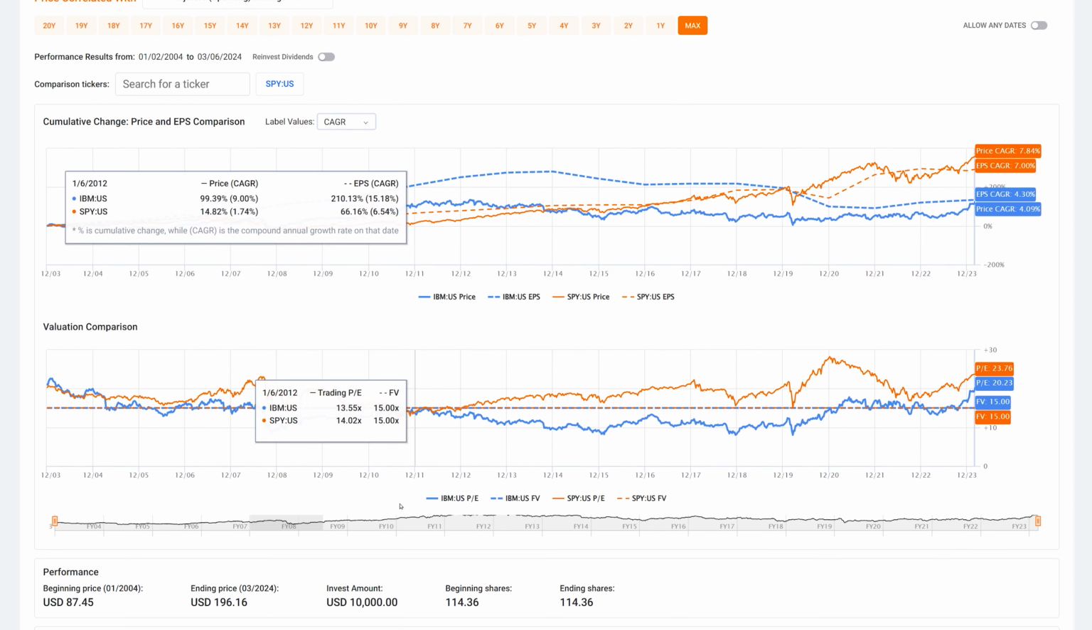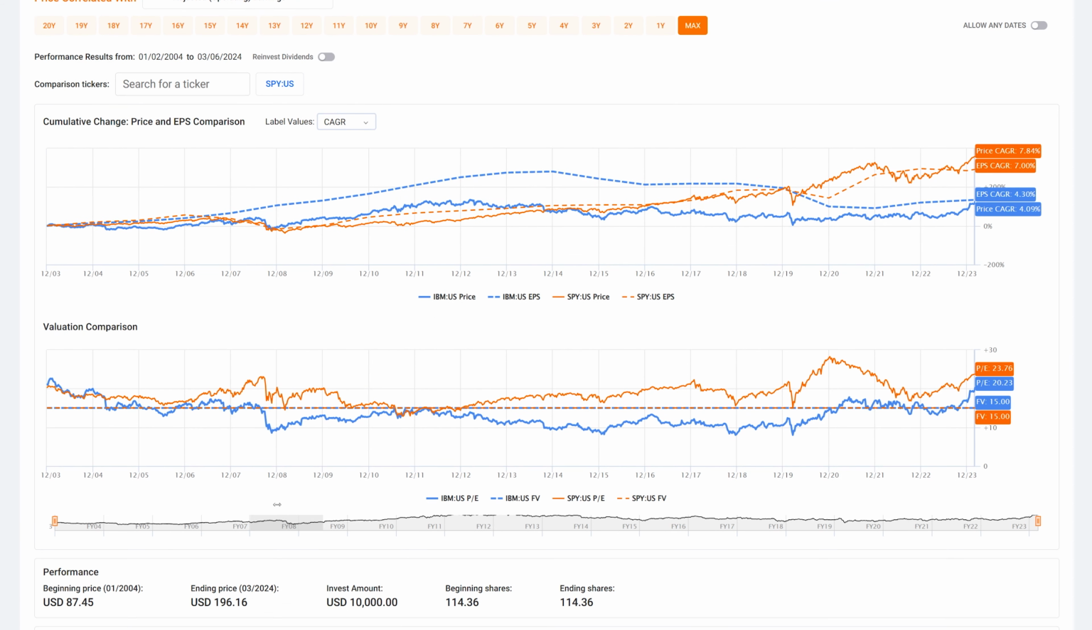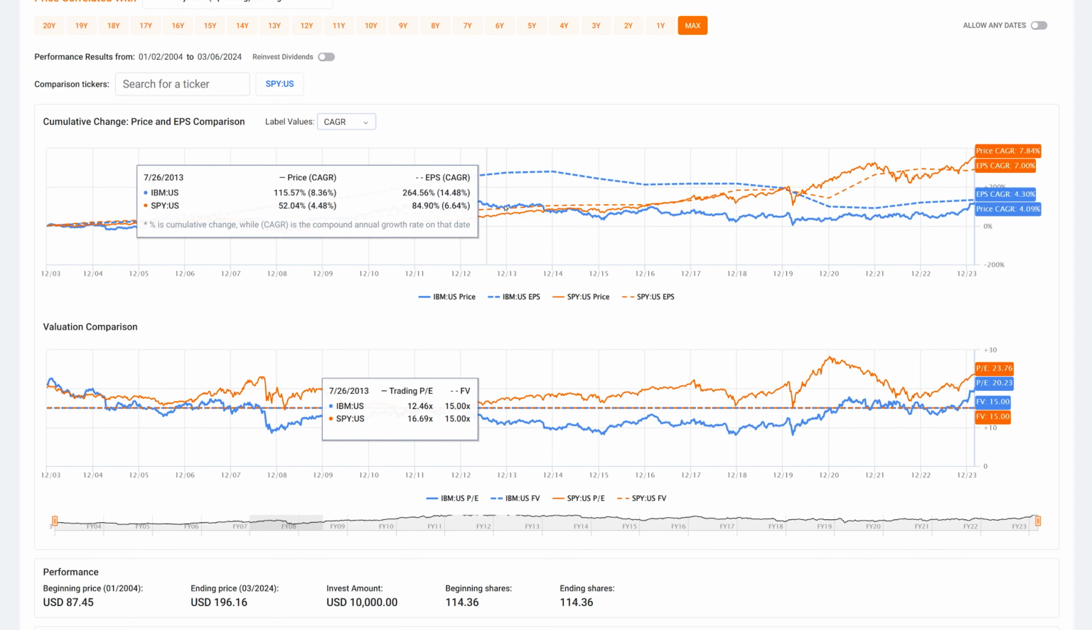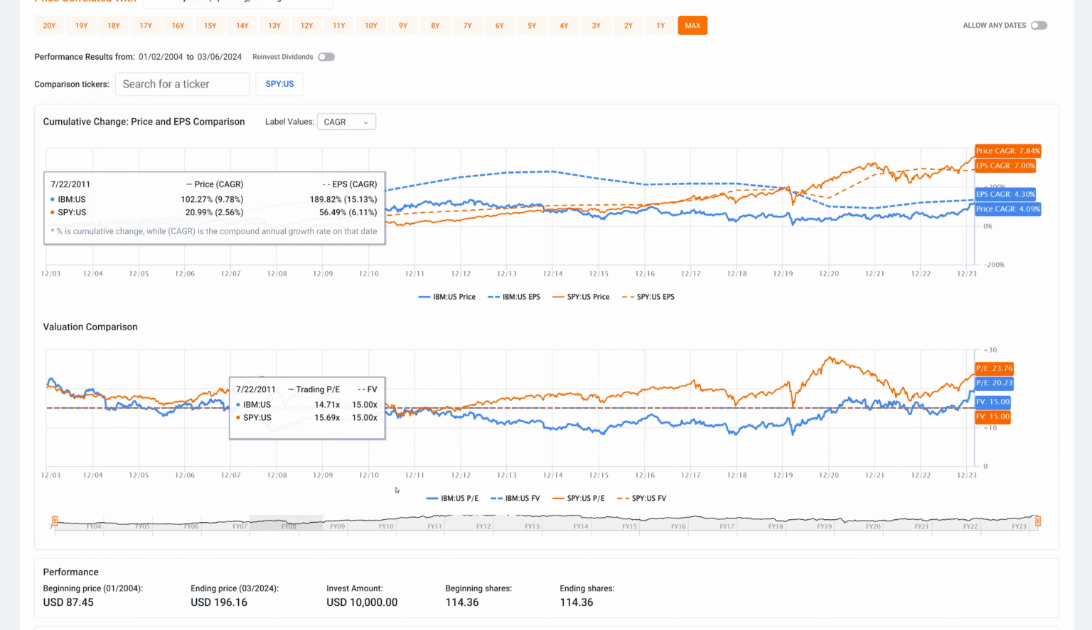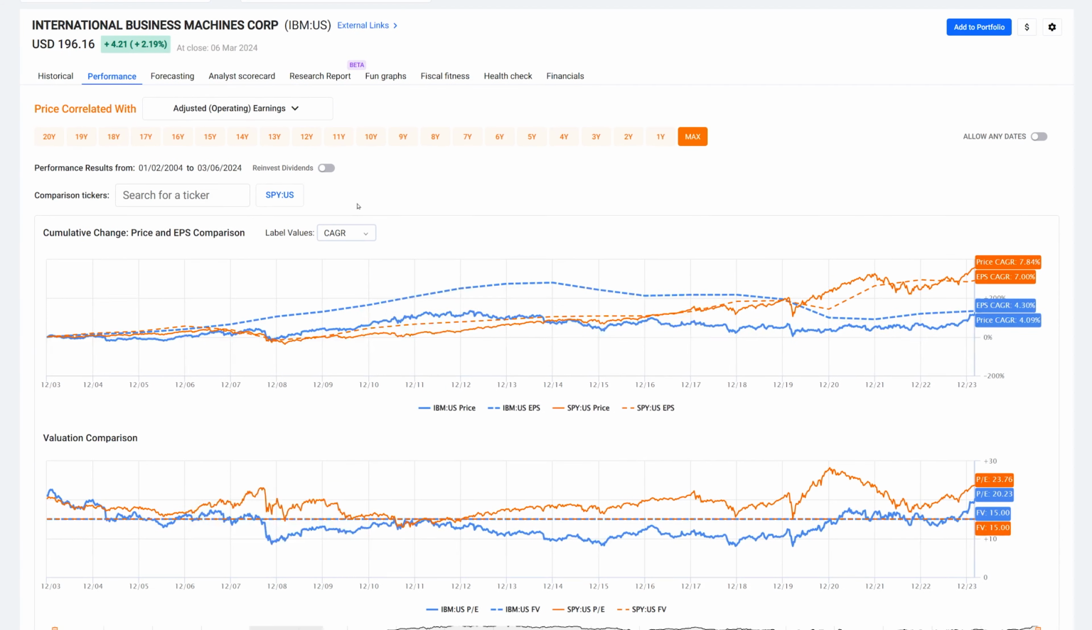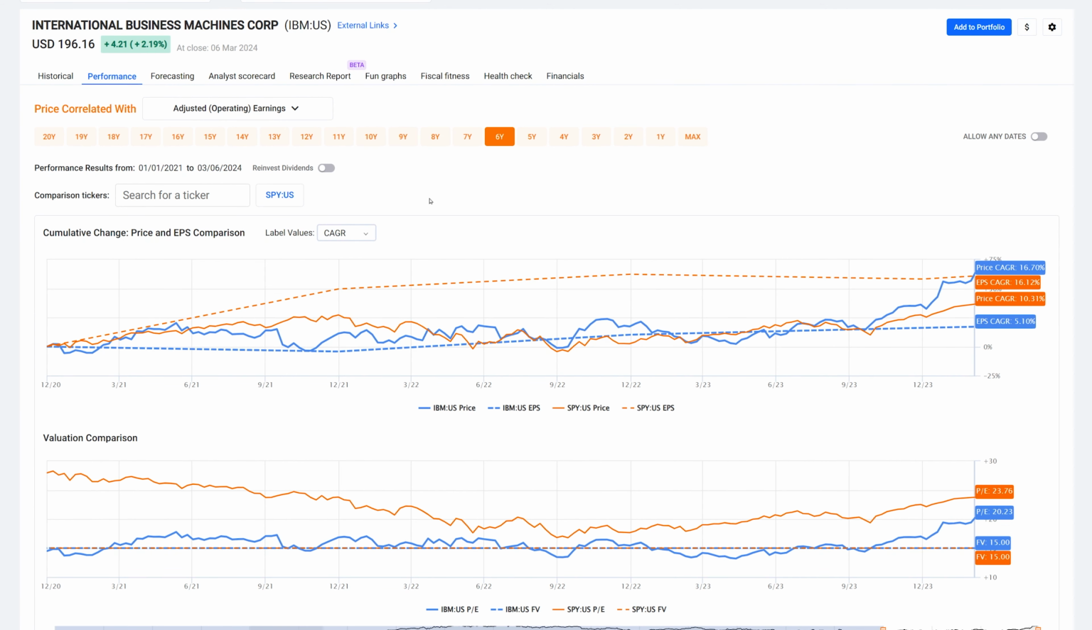Now, if we go down to the valuation charts, the periods where IBM outperformed the S&P were during periods where the valuation was very low, but also earnings growth was very high. Now let's drop this down just to illustrate this point even more clearly. Let's drop this to a 6-year graph, okay?